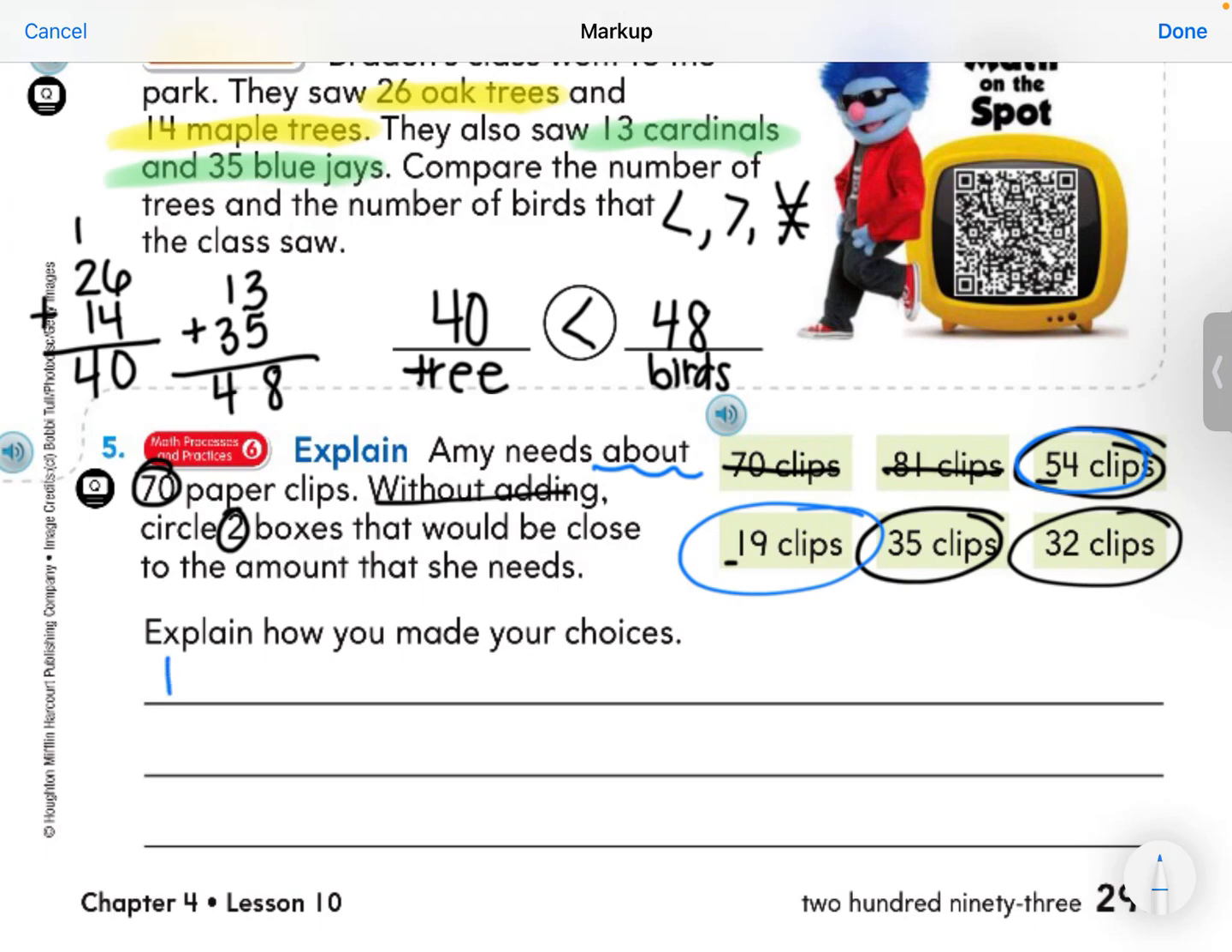Explain how you made your choices. How did you decide what went together? I added my tens and checked my tens first.